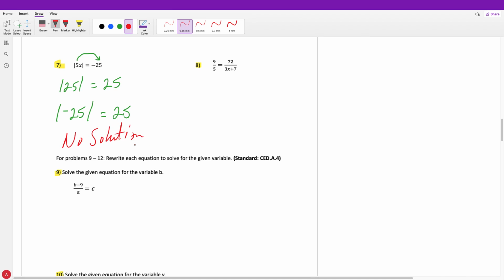And there's no work that you had to do for this. You just could have right away identified, well, it can't be equal to a negative number. Therefore, it must be no solution.